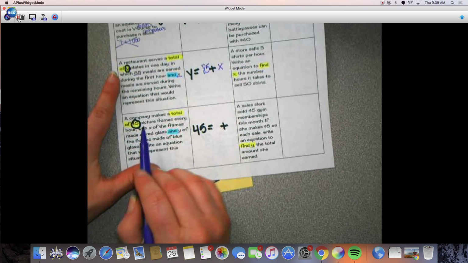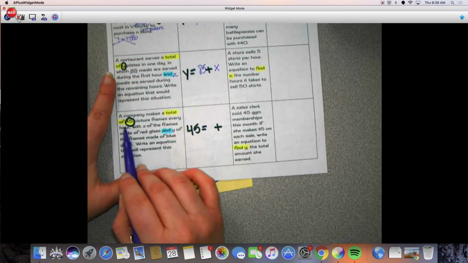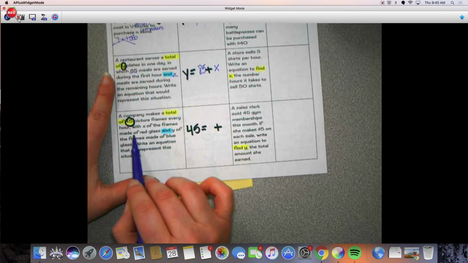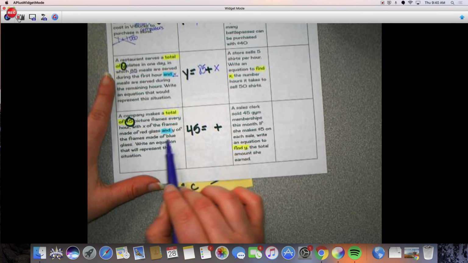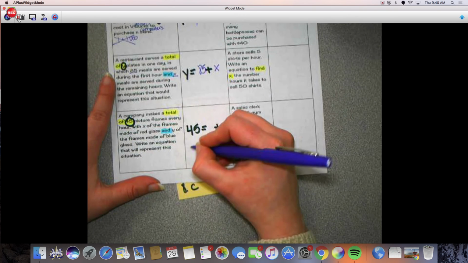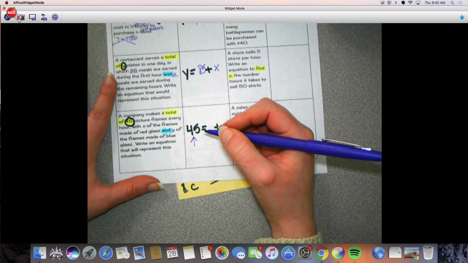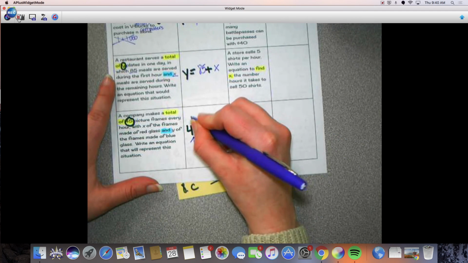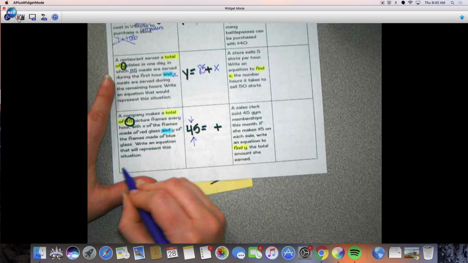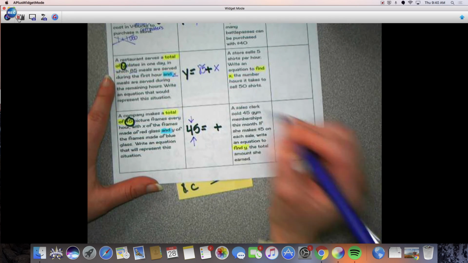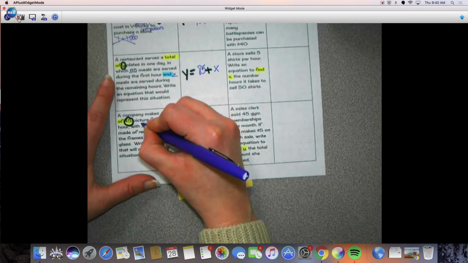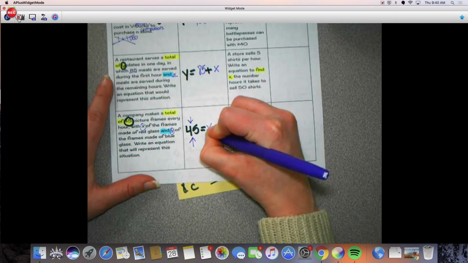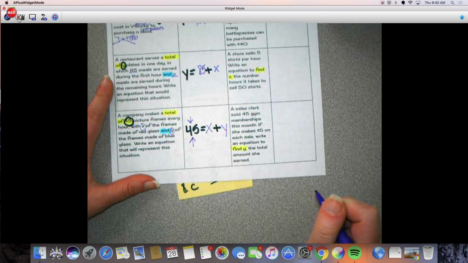Number 4. A company makes a total of 45 picture frames every hour, with X of the frames being made of red glass and Y of the frames being made of blue glass. Notice we put the total right here because that's what we're basically combining to get to. We know that's the amount they make. Write an equation that will represent the situation where we already have our plus sign. We're just combining X and Y. So we're going to write X plus Y. And that one's done.